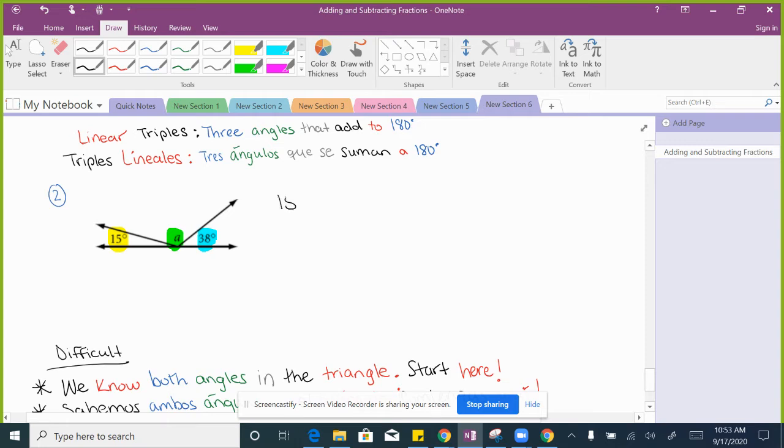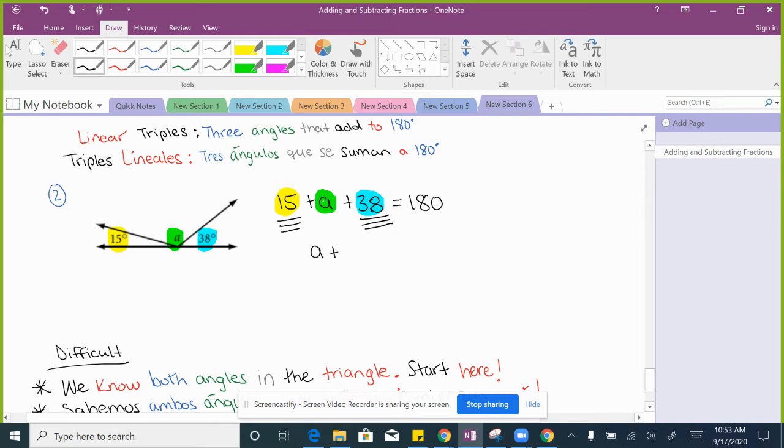The first angle is 15. El primer ángulo es 15. The second angle is A. El segundo ángulo es A. And the third angle is 38. Y el tercer ángulo es 38. These three angles equal 180 degrees. Esos tres ángulos se suman a 180 grados. And now we can combine like terms. Ahora podemos combinar los términos iguales.